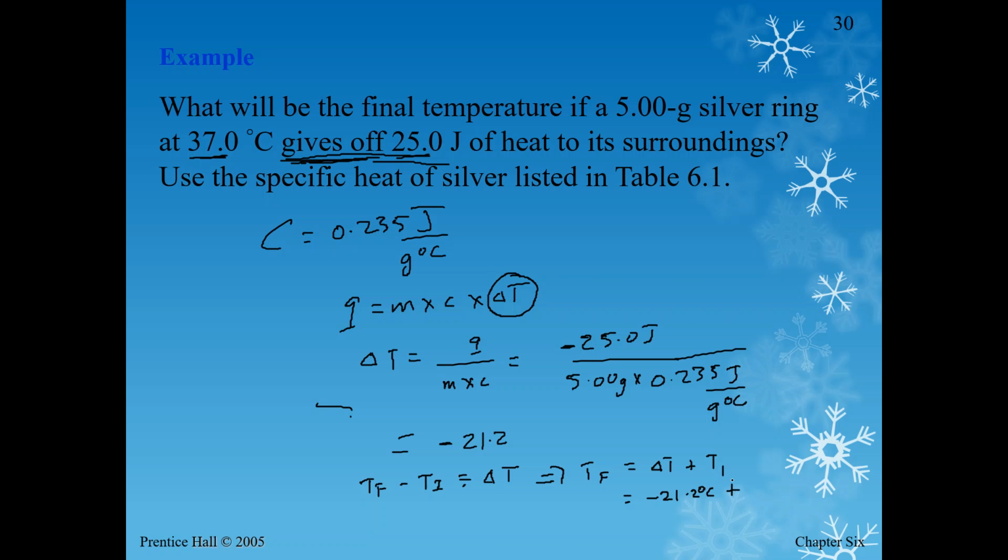What's the initial temperature? 37.0 degrees Celsius. So 37.0 minus 21.2, according to my calculation, that will be equal to 15.8 degrees Celsius. Okay, so that's basically how that is done, all right?